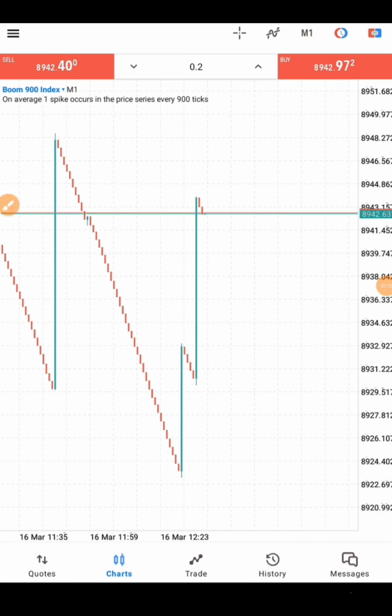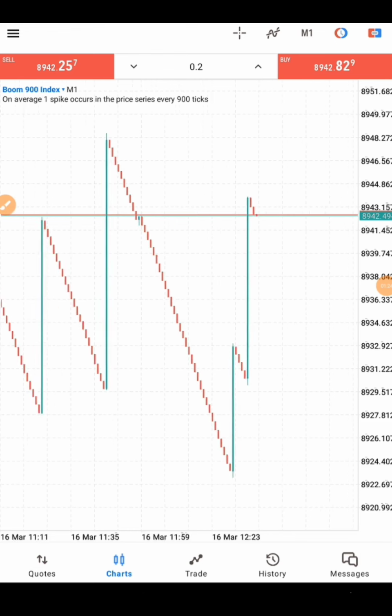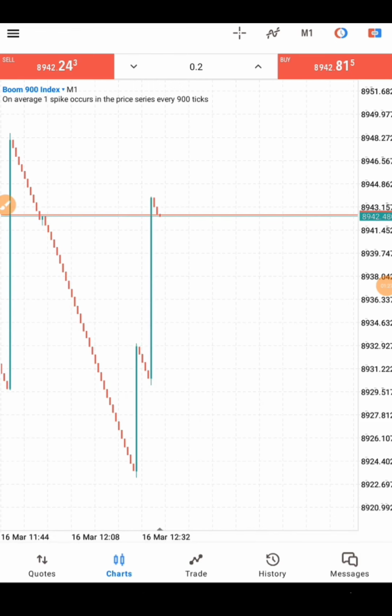So how does this strategy work? This strategy is an advanced order block strategy, and it is very effective when it comes to Boom and Crash and how to catch spike on Boom and Crash. You understand? It is very effective in catching spike. So let me first illustrate how this strategy goes.